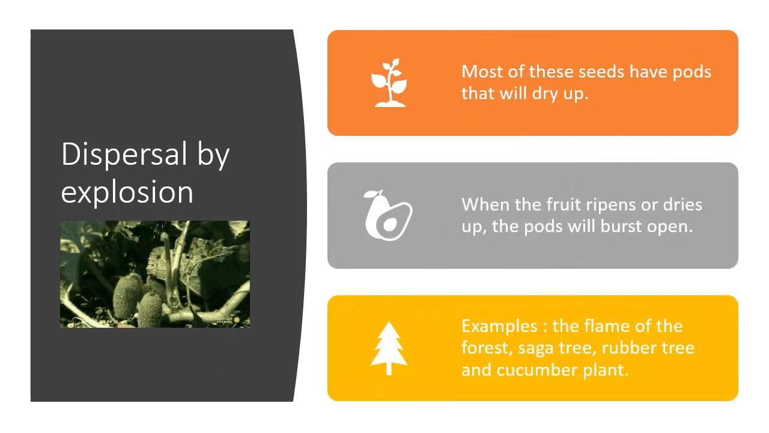Most of the seeds have pods that will dry up. When the fruit ripens or dries up, the pods will burst open. The examples are the flame of the forest, saga tree, rubber tree, and cucumber plant.